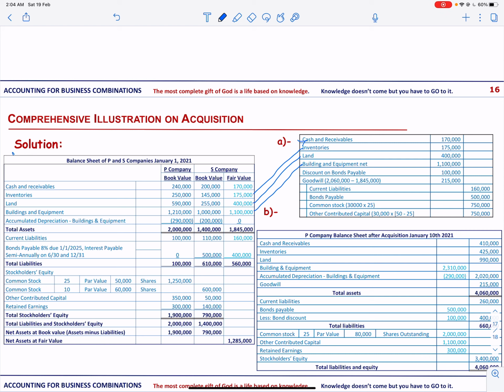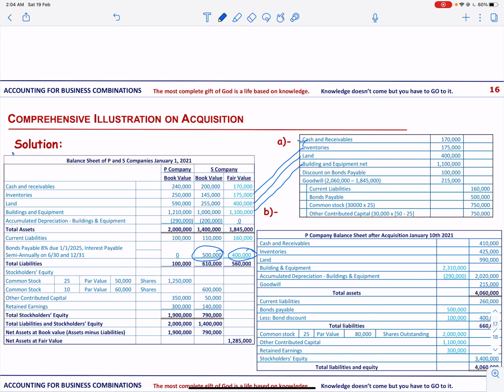Then bonds payable are recorded at the fair value by recognizing a premium or discount on the bonds. In this case, obviously it is a discount. You can see that the bonds payable book value is 500 and the fair value is 400.